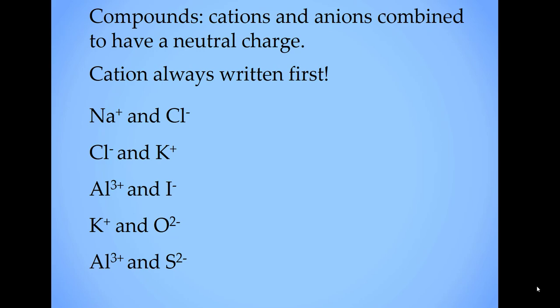Let's take this first example. We have sodium and we have chlorine. Our cation is sodium because it has that plus sign. Our chlorine is negative. So we have a +1 and a -1. We can just put those together because a +1 and a -1 will cancel out. And I can write the compound NaCl. This is table salt.